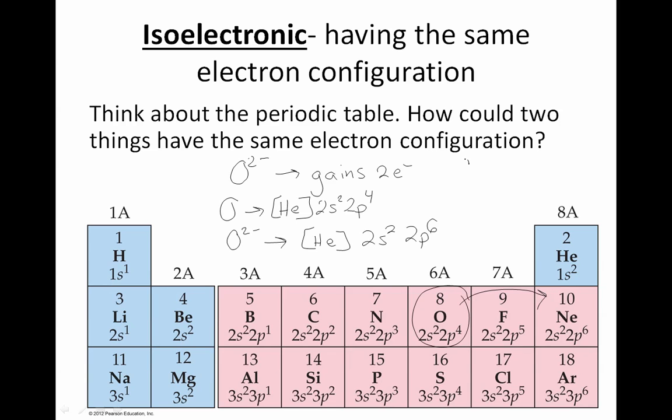Okay, so that means that O2 minus would be the same as F minus. It'd be the same as neon. It'd be the same as sodium plus. It'd be the same as magnesium 2 plus. All of these would be isoelectronic with each other. So think about it. Sulfur. What could be isoelectronic with sulfur? Or S2 minus. Argon, chlorine minus, etc. Okay, so that's what isoelectronic means if you come across that.